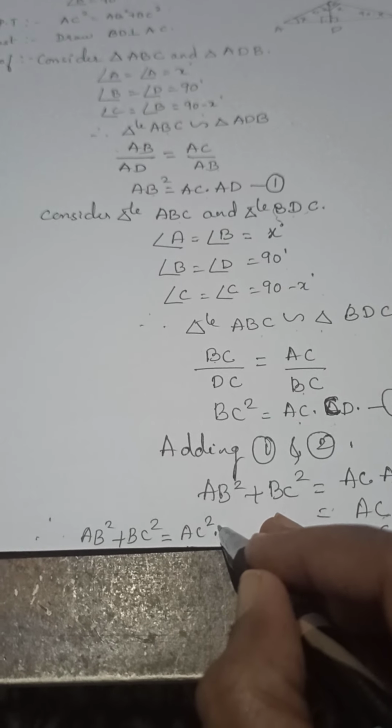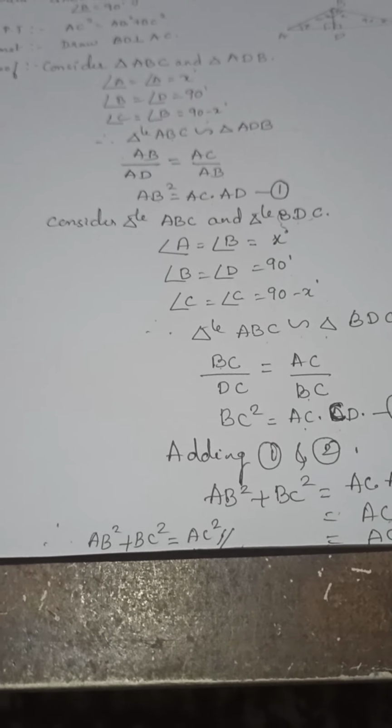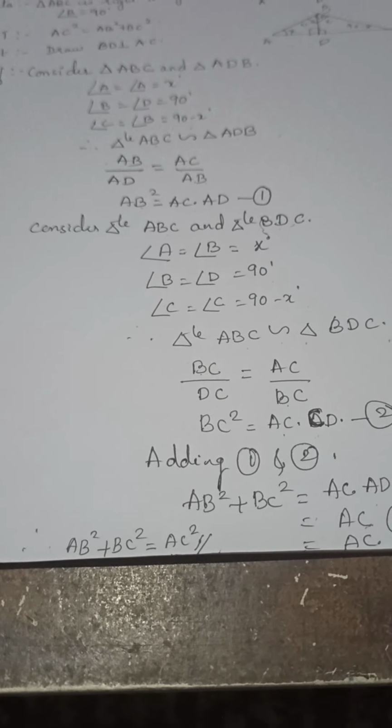Therefore you have AB square plus BC square is equal to AC square. This is nothing but Pythagoras theorem, children. You have to write this 5 times and learn it.